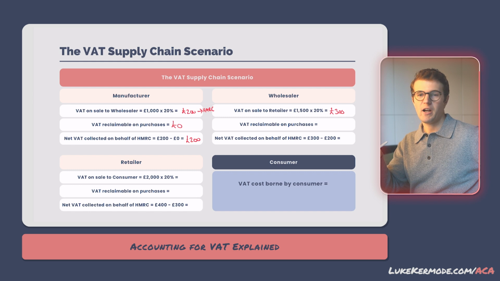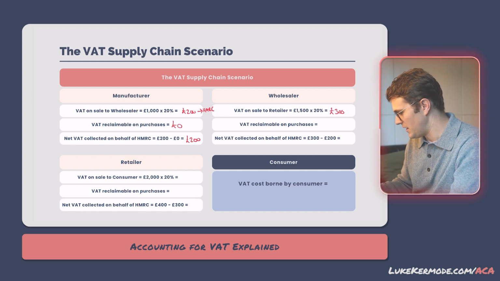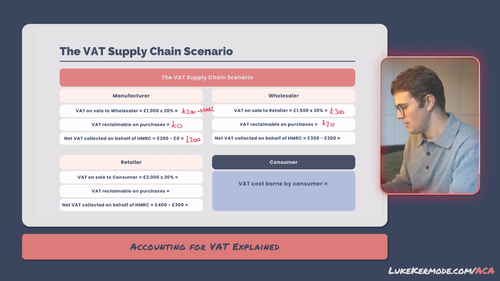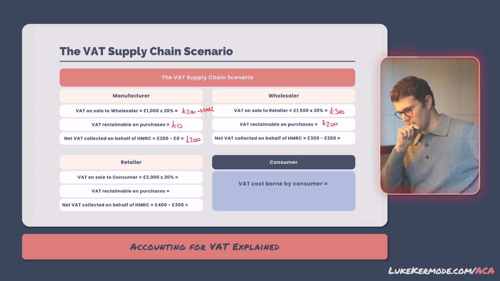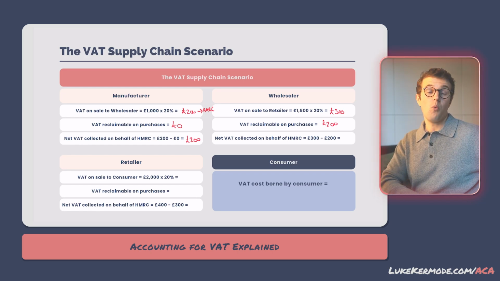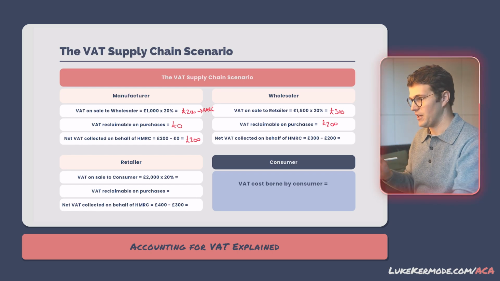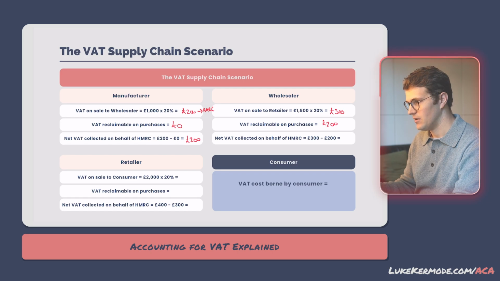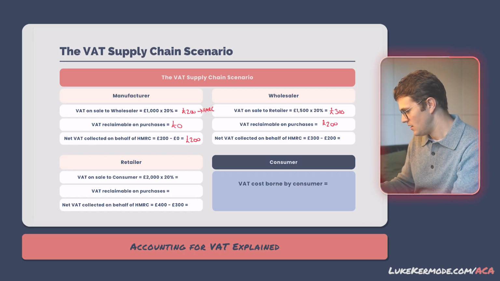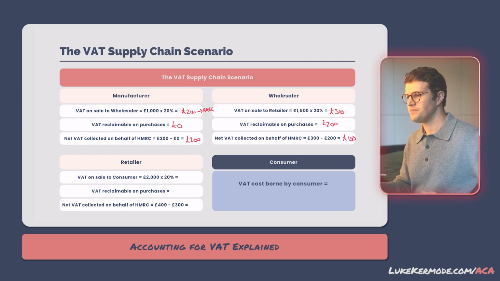But they reclaim £200 of VAT because they purchased the goods for £1,000 from the manufacturer. So the net amount they collect and pay to HMRC is 300 minus 200, which equals £100.